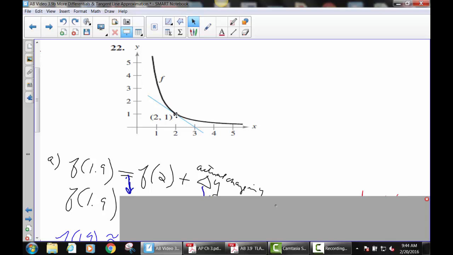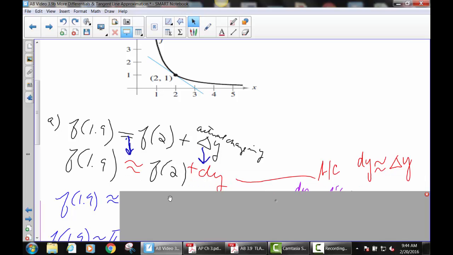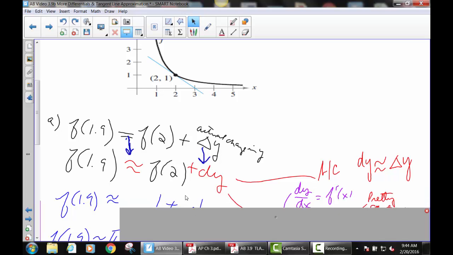So we're here at a height of 1. Obviously, we have a change in height when we get to 1.9 comma whatever it is on the black graph. So there's an actual change in height right here. Okay, so that's the actual change in height. But we know that the actual change in height is approximately equal to dy, the differential of y. Because we know dy is approximately the same thing as delta y.